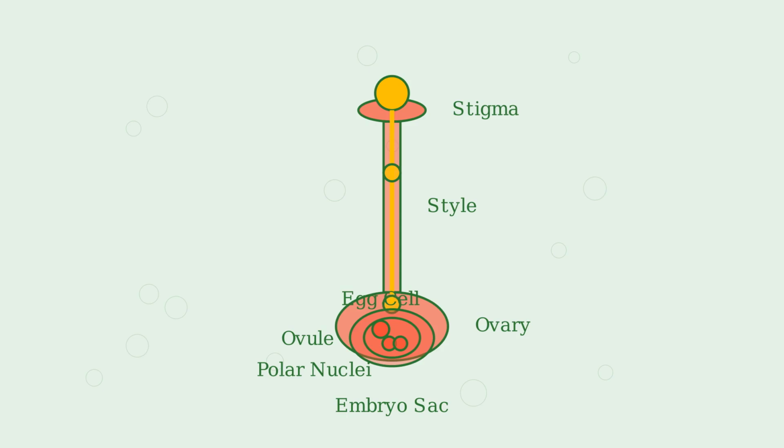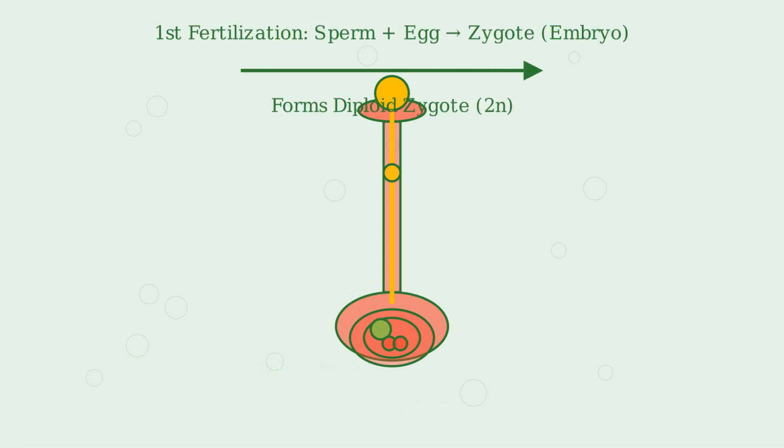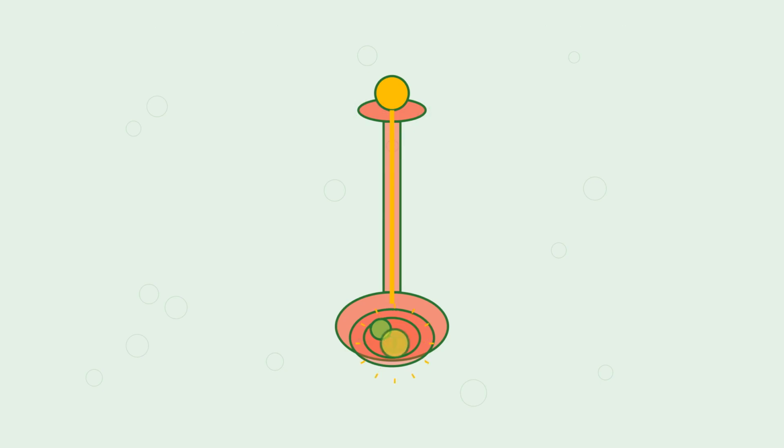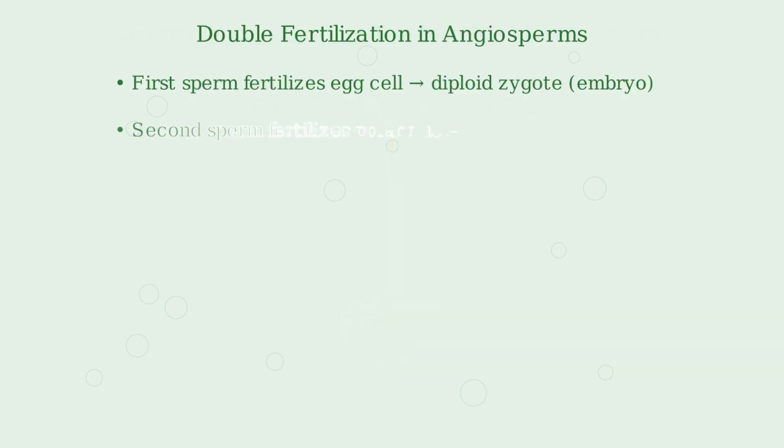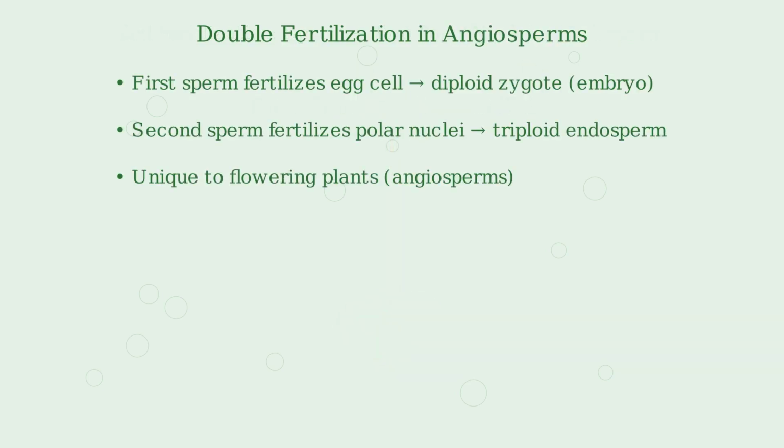are located. The first sperm cell moves toward the egg cell and fertilizes it, forming a diploid zygote that will develop into the embryo. Simultaneously, the second sperm cell fuses with the two polar nuclei, forming a triploid cell that will develop into the endosperm, which provides nutrition for the developing embryo. This unique double fertilization process is what distinguishes flowering plants from other plant groups.